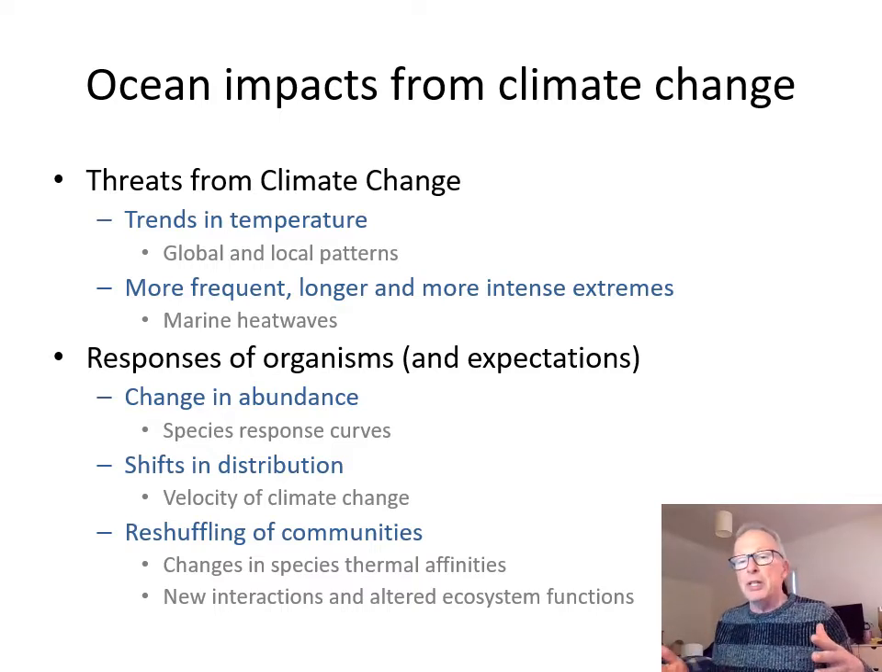When some species are declining, some species are increasing, distributions are changing, cold water species are moving out of warmer areas and warm water species are moving in. We're creating new communities, and the reshuffling of those communities can be measured in particular ways. And I'll introduce the idea of thermal affinities for different species, and touch a little bit on how new interactions and altered ecosystem functions might be occurring.